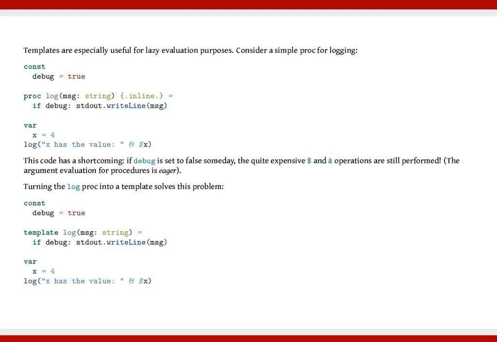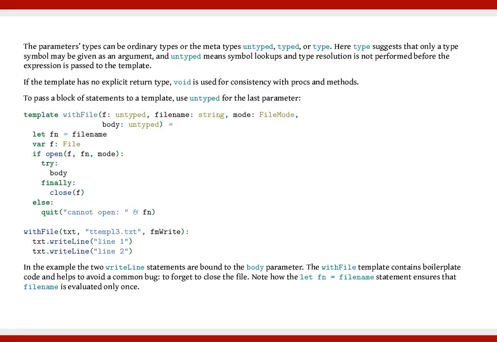Turning the log proc into a template solves this problem. Const debug = true. Template log(msg: string) = if debug: stdout.writeLine(msg). Var x = 4. log("x has the value: " & $x). The parameter types can be ordinary types or the meta types untyped, typed, or type. Type suggests that only a type symbol may be given as an argument, and untyped means symbol lookups and type resolution is not performed before the expression is passed to the template.